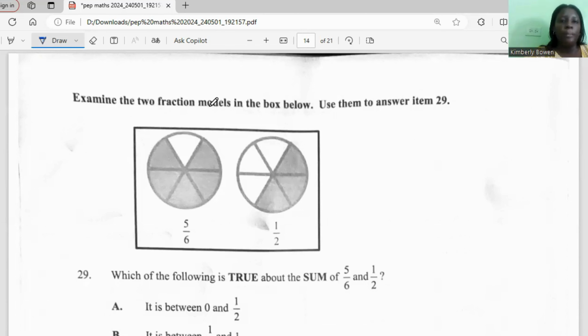Examine the two fraction models in the box below. Use them to answer item 29. Which of the following is true about the sum of 5/8 and 1.5?